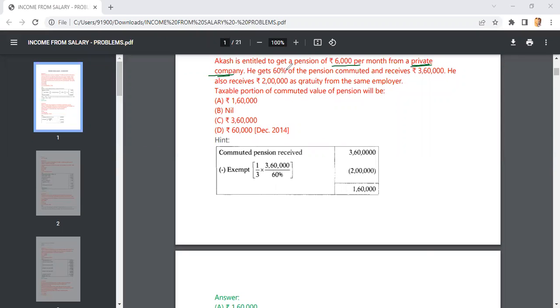Apart from the 6,000, he gets 60% of the pension as commuted. Commuted means, you know, how much pension is going to be received. You know about commuted and uncommuted, you have a separate formula for that. So here he gets 60% of the commuted pension and receives 3,60,000. So 60%, yes, Hemant.